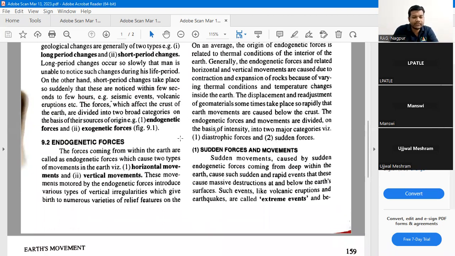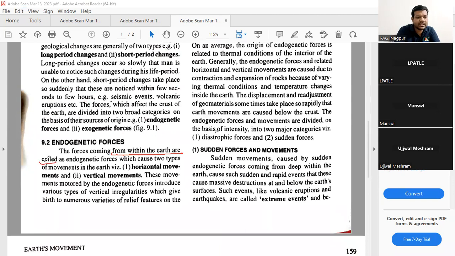The forces coming from within the earth are called endogenetic forces, which cause two types of movements in the earth: horizontal movement and vertical movement, either horizontal or vertical, right? So these movements motored by endogenetic forces introduce various types of vertical irregularities, which give birth to numerous varieties of relief features.